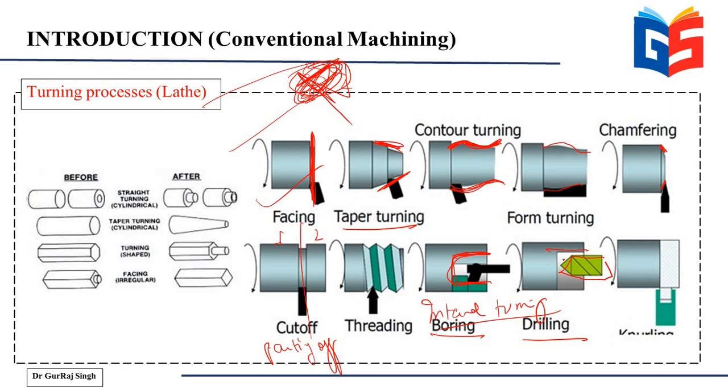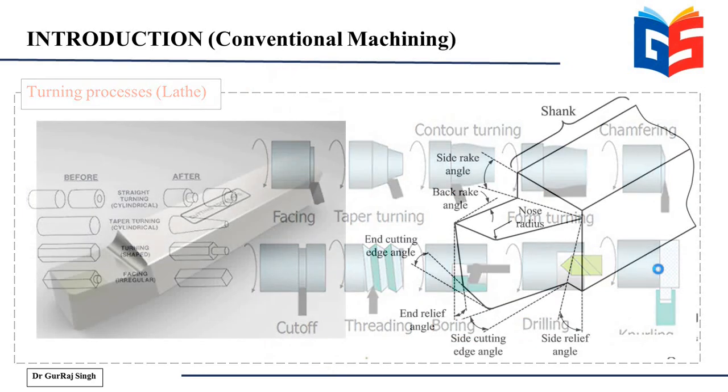And knurling, lastly, is a process where you use a knurl tool, and that is used for imprinting a pattern on the surface of the workpiece to give it an aesthetic look, or maybe to give it a gripping effect. So these are the different processes that can be performed on a lathe machine.